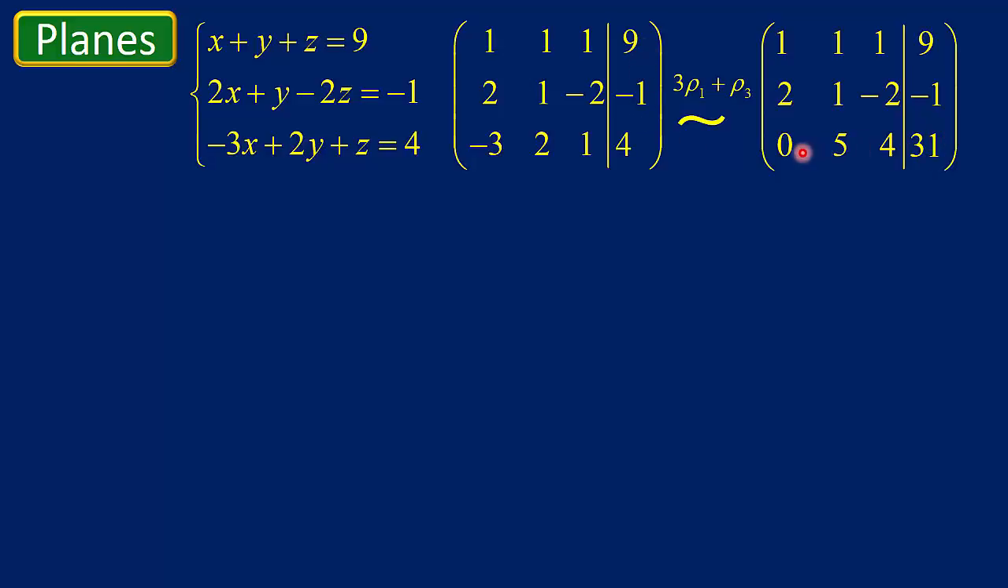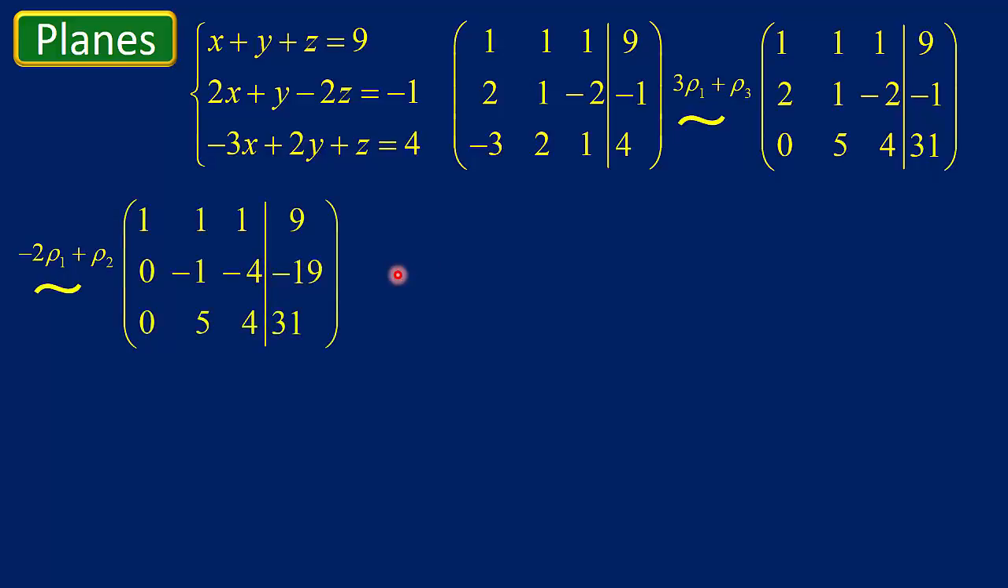Okay, so I've got a 0 here. Great. Now I want to get a 0 here as well. And then I want to get a 0 here, and then I'm done. So let's look at this. To get a 0 here, I need to multiply by negative 2 and add. So I'm going to take this equation, or this row 1, multiply it by negative 2 and add to row 2. And here's what I get.